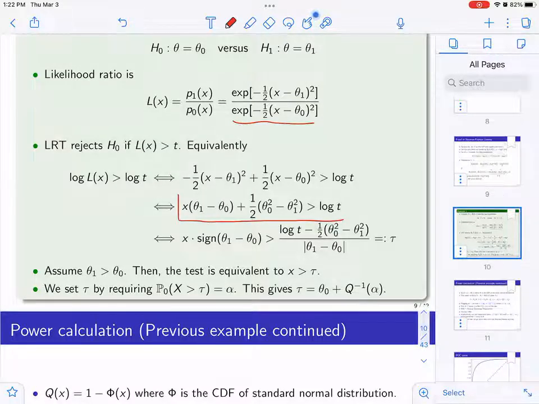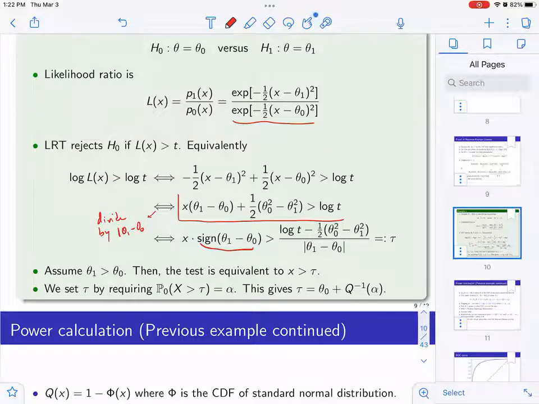At this point, I want to simplify further. This is the formal version. I want to divide basically by this. But if I divide by this, the inequality is going to change direction if the sign is negative. What I'm trying to do formally is divide by the absolute value, which is always positive. So if I divide by the absolute value, basically I get the sign here. Or you can consider two cases. Divide by theta 1 minus theta naught, divide by the absolute value, which is just the sign of theta 1 minus theta naught.